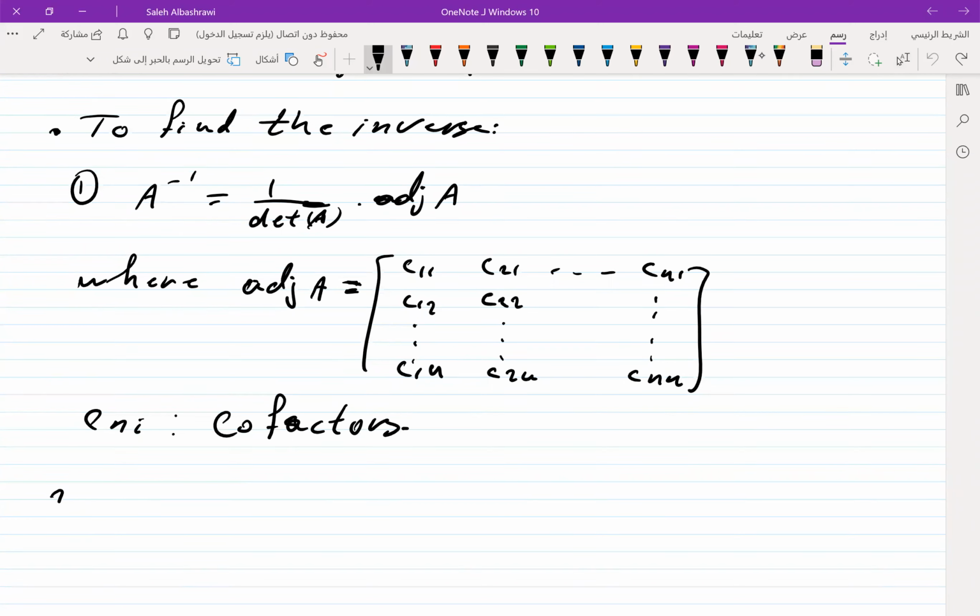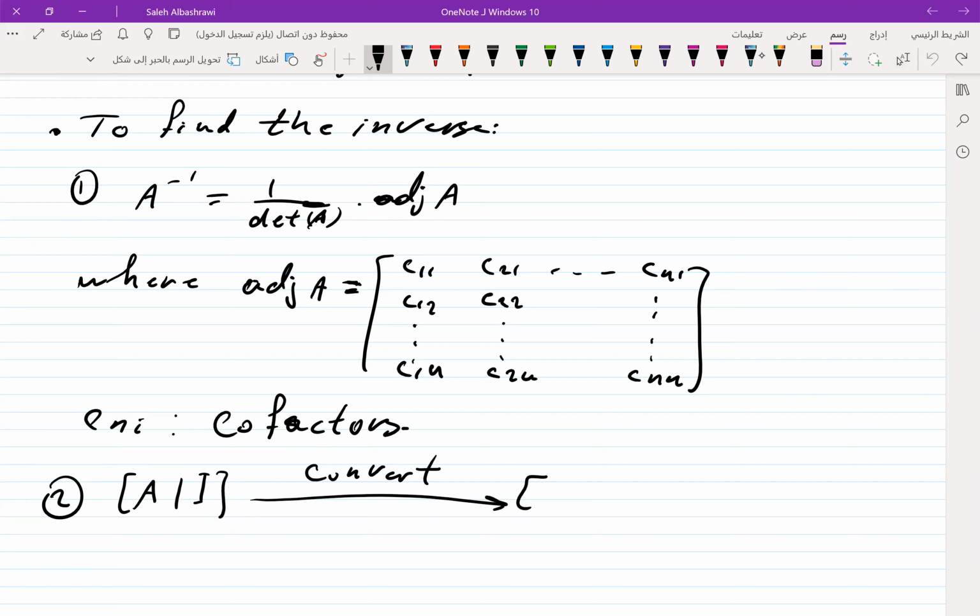Second method to find the inverse, we write the augmented matrix A with the identity and convert it to the form A inverse using row operations.